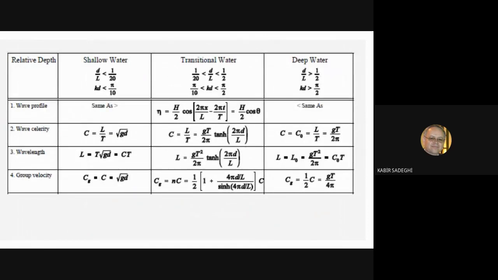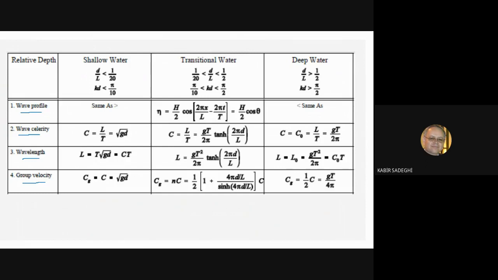In this slide, we see some part of the table, which shows some parameters for Airy function. Because the table was so long, it was vertical. If I didn't divide that, you would see nothing. I divided the Airy table into three tables. One of them is this one. In the first one, you see wave profile, wave celerity, wavelength, and group velocity.